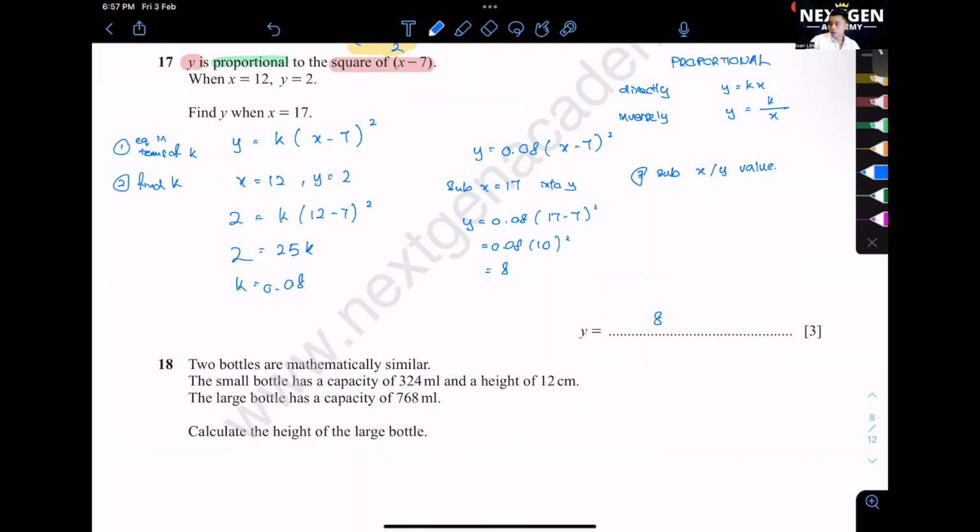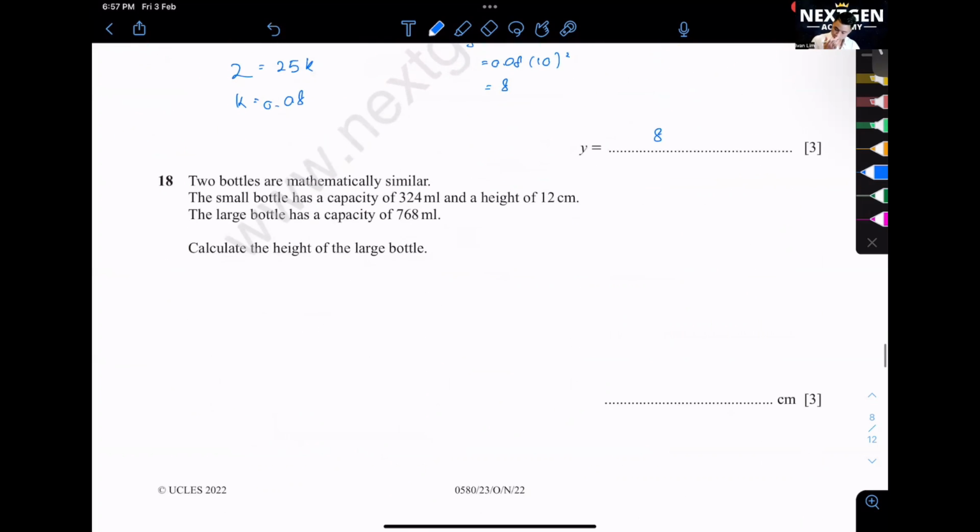Next one. Two bottles are mathematically similar. The small bottle has a capacity of 324 ml and a height of 12 cm. So I'm just going to draw it out. One small bottle, one large bottle. Capacity is volume, so this one is 324 ml, and its height is 12. The big one is 768 ml, and the height we don't know. Find the height of the larger bottle.